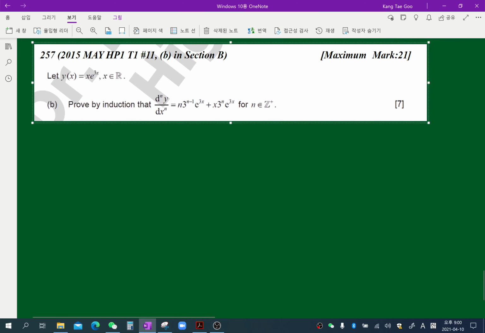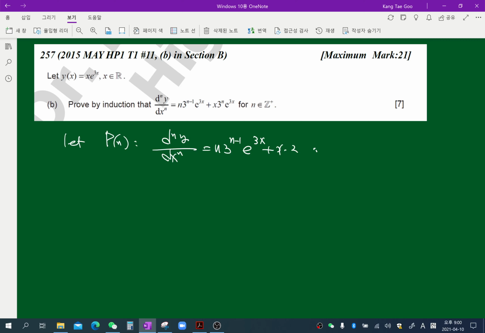Okay, this is the derivative induction question. Again, the first step is let Pn be: the nth derivative of y with respect to x equals n times 3^(n-1) e^(3x) plus x times 3^n e^(3x). When n is 1, always the same process.